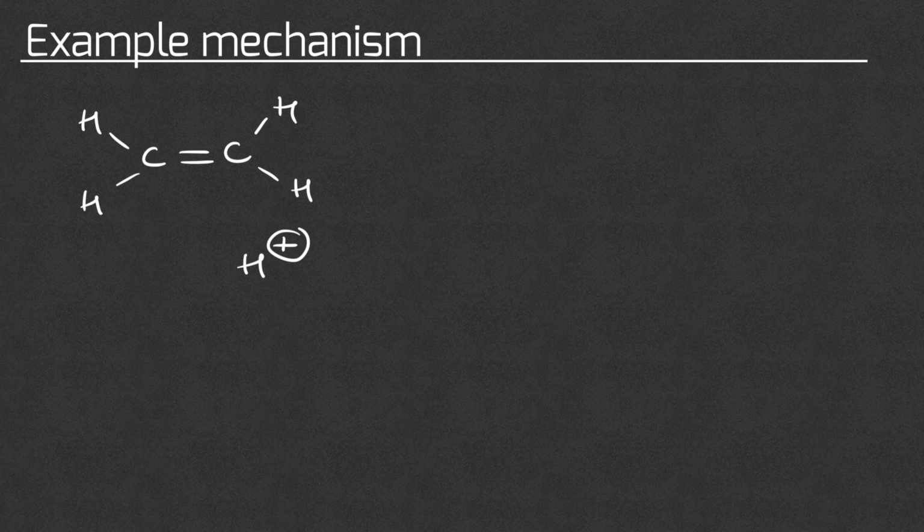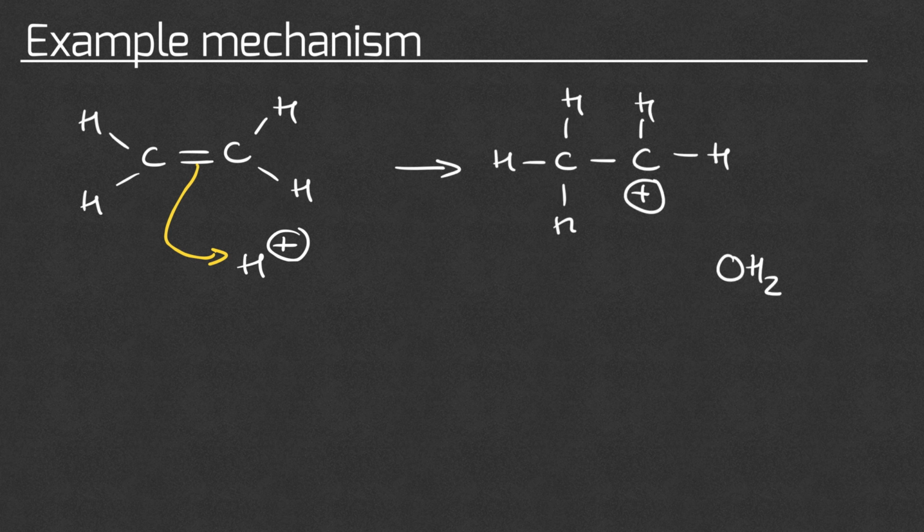An example mechanism would show your alkene and a H+, the H+ coming from the phosphoric acid catalyst. The first step would be the double bond attacking the H+ ion, producing a carbocation intermediate, and like the other electrophilic addition reaction we looked at, the most stable carbocation intermediate would form. We also then have a molecule of water.